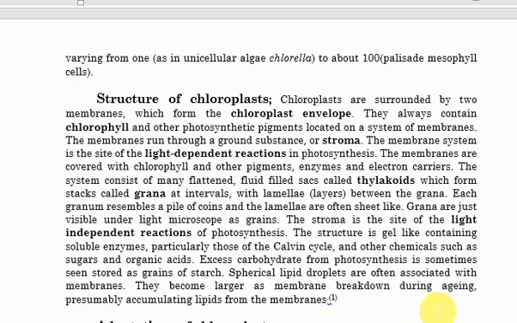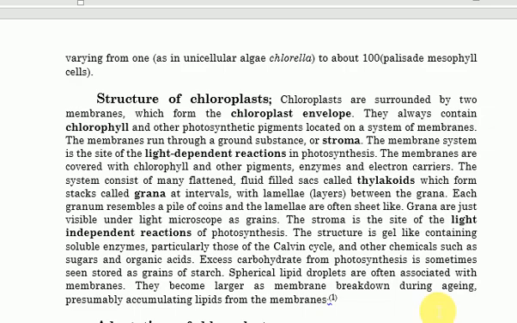The stroma is the site for the light-independent reactions of photosynthesis. It is gel-like, containing soluble enzymes, particularly those of the Calvin cycle, and other chemicals such as sugars and organic acids. Excess carbohydrate from photosynthesis is sometimes seen stored as grains of starch. Spherical lipid droplets are often associated with membranes. They become large as membranes break down during aging, presumably accumulating lipid from the membranes.